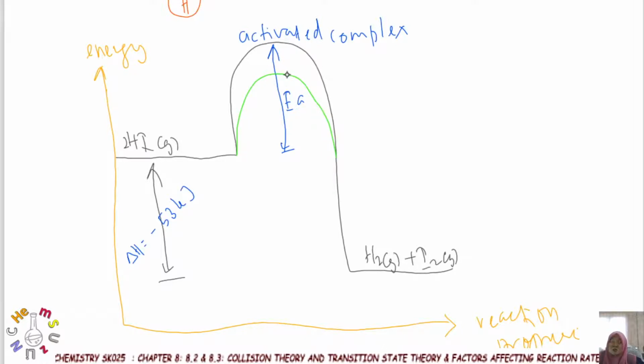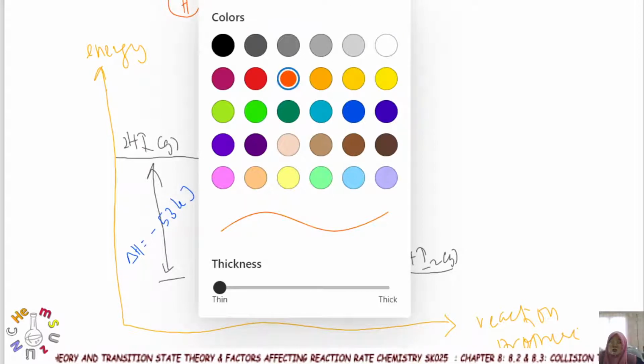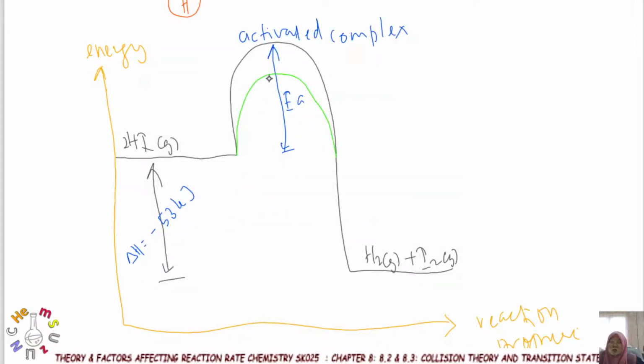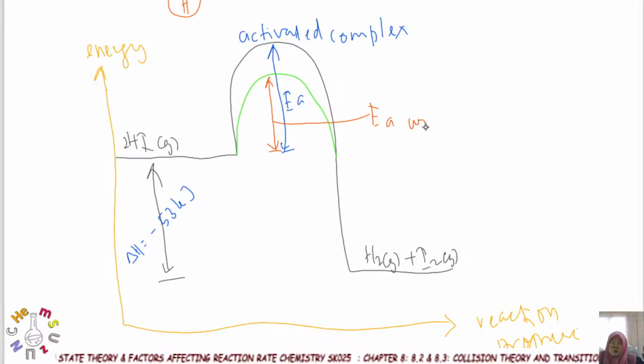Okay, lepas tu? Tengah masam. Okay, lepas tu? Dia guna EA yang biru ni ke? Kita kena lukis EA baru? EA baru. So, dia akan ada its own activation energy lah. Maksudnya yang ini akan adalah EA with platinum. Is that correct? Yes.